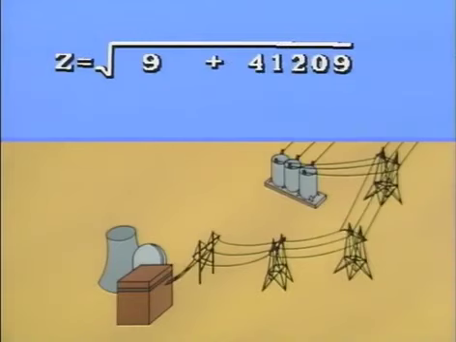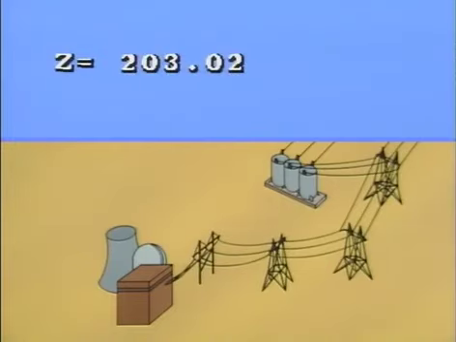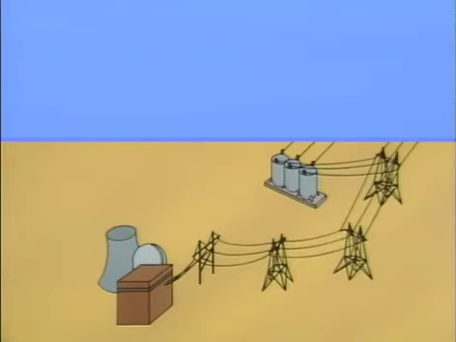Squaring 203, we get 41,209. Adding 9 and 41,209 gives us 41,218. The square root of 41,218 is 203.02, or about 203. So, in this 25-mile transmission system, there's an impedance of about 203 ohms.